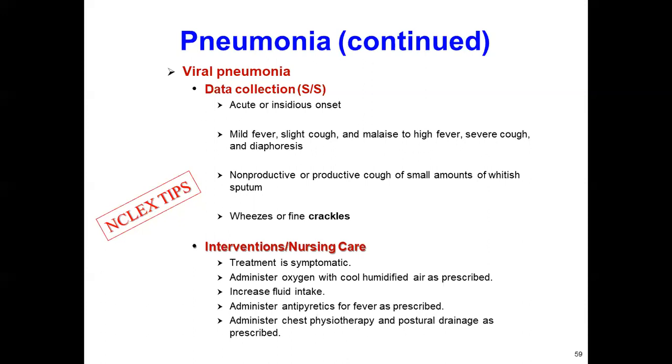So what is the nursing care? We give the treatment as symptomatic: administer oxygen with cool, humidified air, increase fluid intake, administer antipyretics for fever, and administer chest physiotherapy and postural drainage. So nursing care is very important. We collect the sputum sample and provide antibiotics, antipyretics, oxygen, and IV fluid, right?